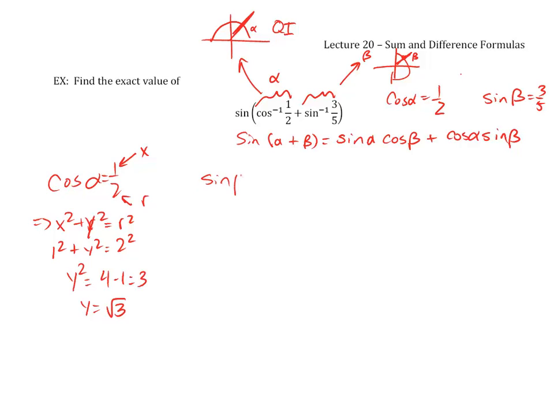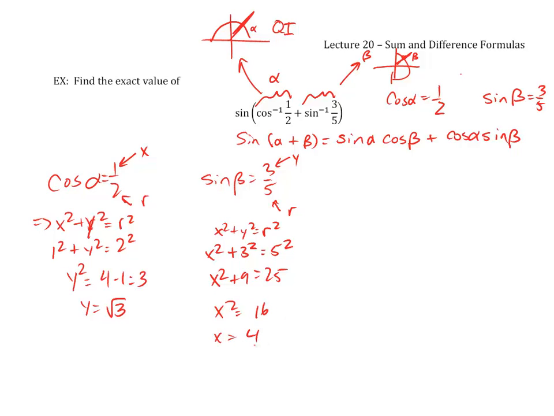For sine of beta equals 3/5, that means I would let y be 3 and 5 be r. So x squared plus y squared equals r squared means that I have x squared plus 3 squared equals 5 squared, or x squared plus 9 equals 25. So x squared is 16. So x has to be a positive 4.